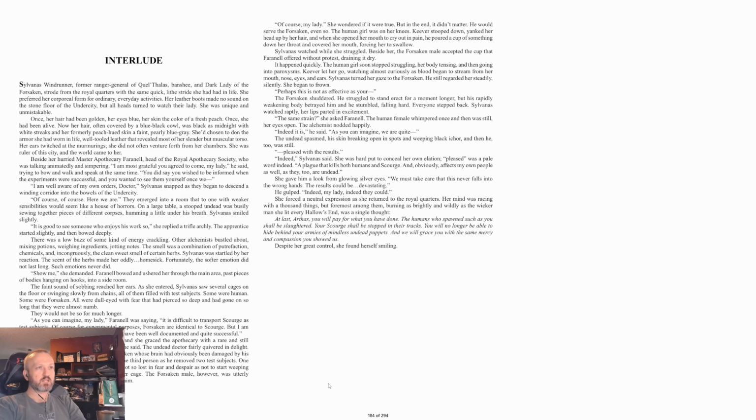Sylvanas turned her gaze to the Forsaken. He still regarded her steadily, silently. She began to frown. "Perhaps this is not as effective as your..." The Forsaken shuddered. He struggled to stand erect for a moment longer, but his rapidly weakening body betrayed him, and he stumbled, falling hard. Everyone stepped back. Sylvanas watched raptly, her lips parted in excitement. "The same strain?" she asked Farinell. The human female whimpered once and then was still, her eyes open. The alchemist nodded happily. "Indeed it is," he said. "As you can imagine, we are quite..." The undead spasmed, his skin breaking open in spots and weeping black ichor, and then he too was still. "Pleased with the results."